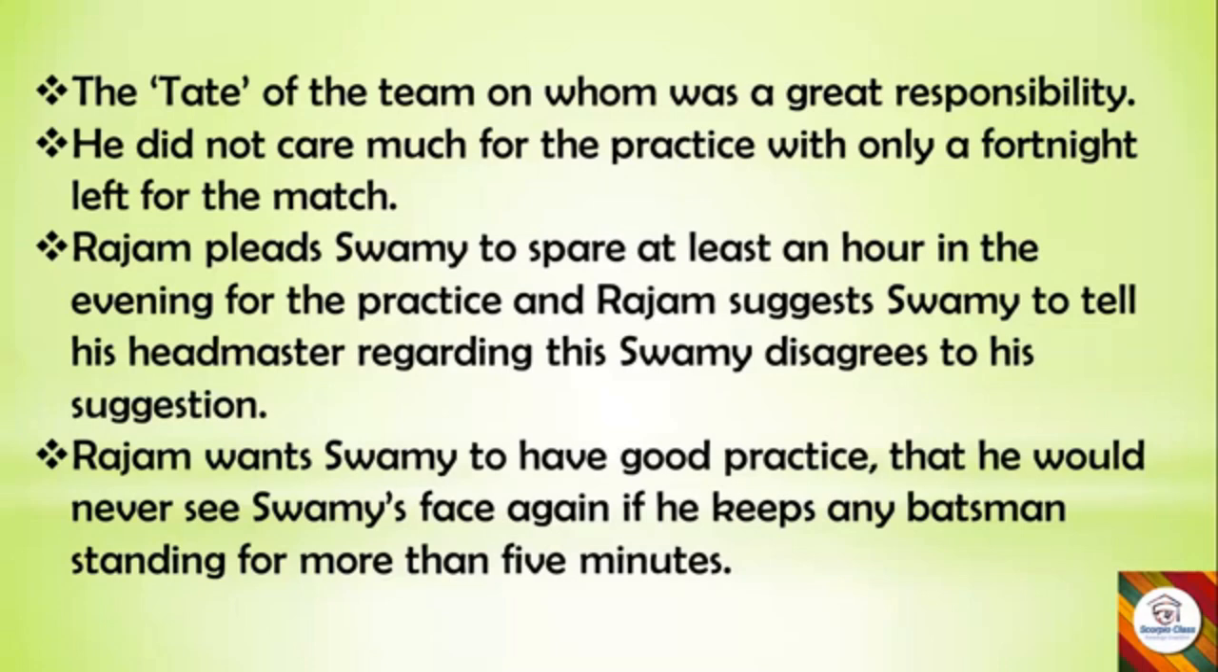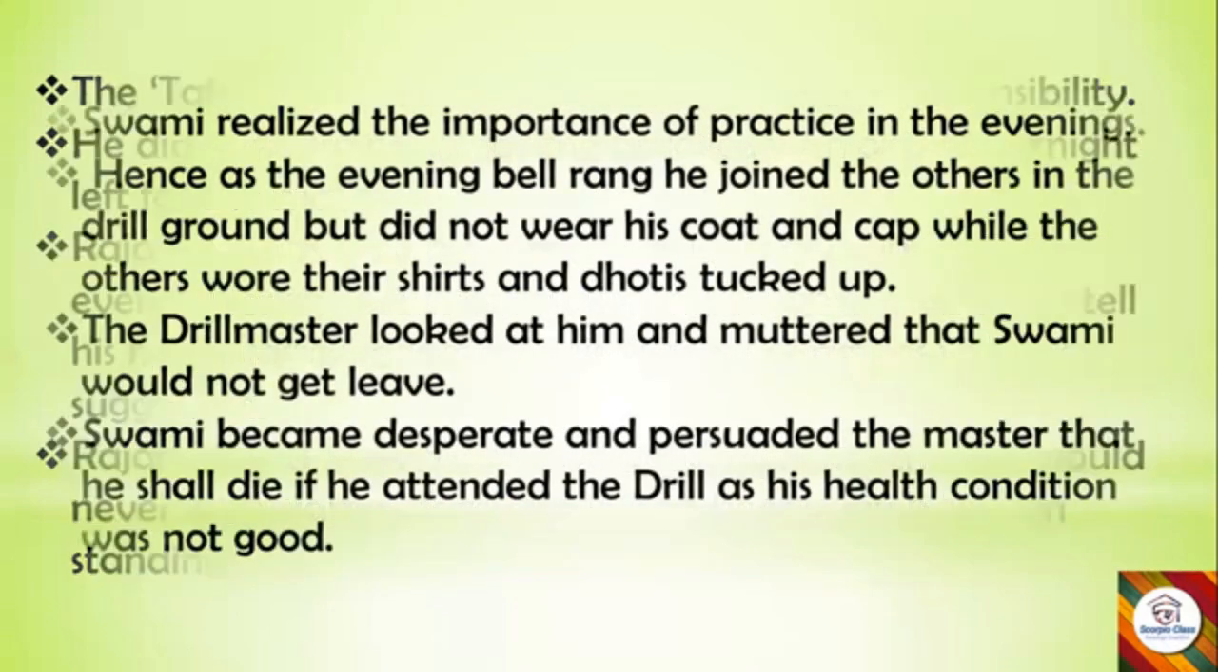minutes. That means he's telling him that any batsman of the opposite team who is on the field should be bowled or should be made out, because he is a fast bowler. So he should not allow them to be on the ground for more than 5 minutes. He wanted to be so perfect, so practiced enough that he should not give the batsmen of the other team time to stand in the ground for more than 5 minutes. They should be out in any way. Okay, so this was the planning and the warning given to Swami by Rajam.